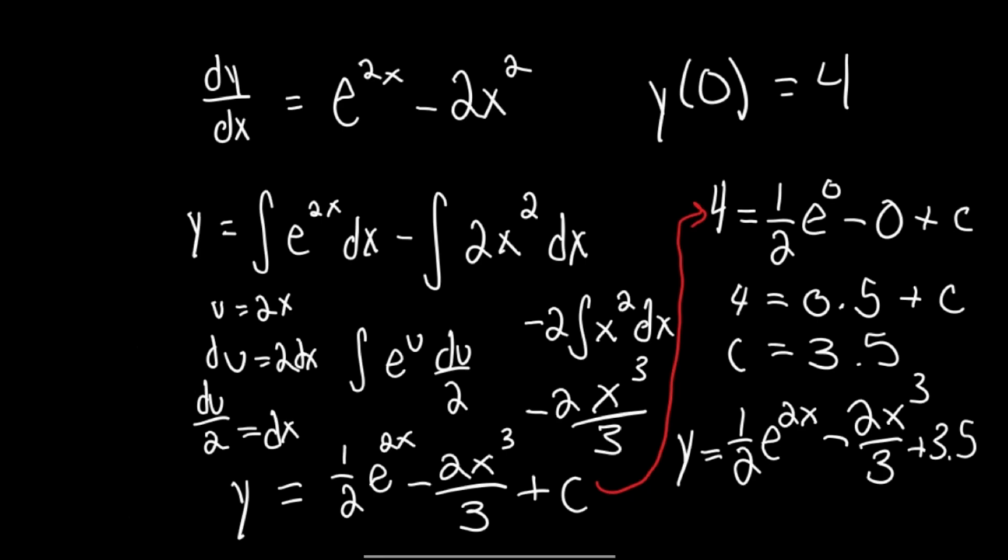A curve has a slope of e to the power of 2x minus 2x squared at each point on the curve. What is the equation for this curve if it passes through the point (0, 4)?